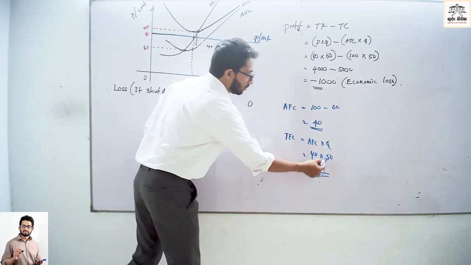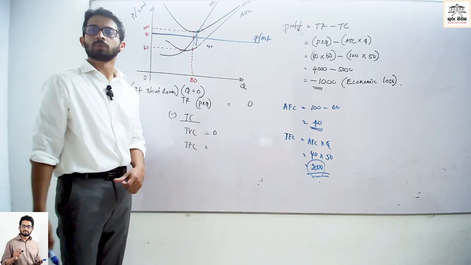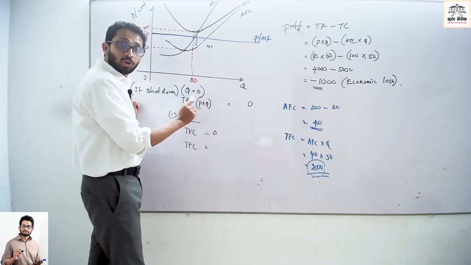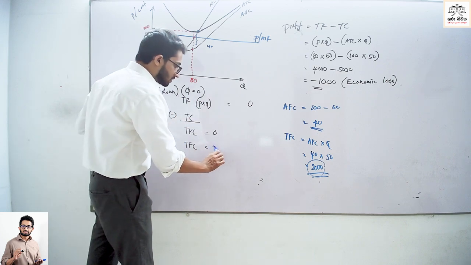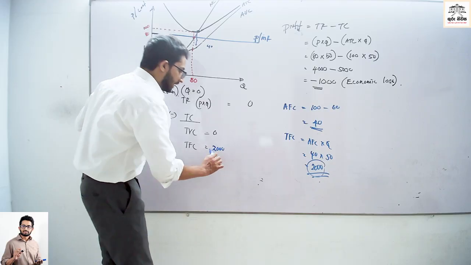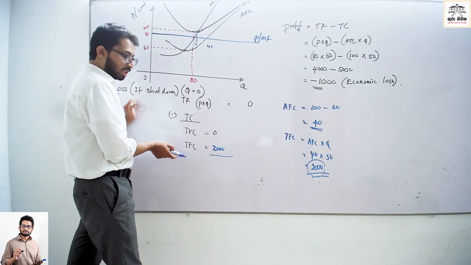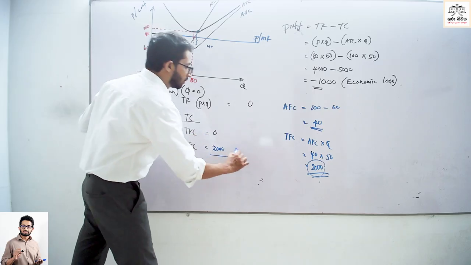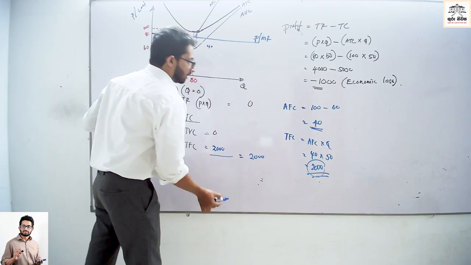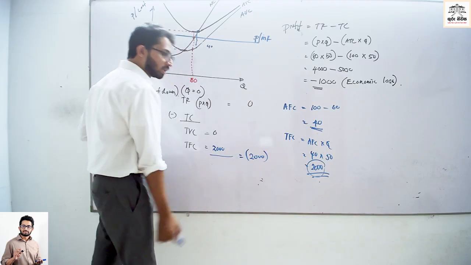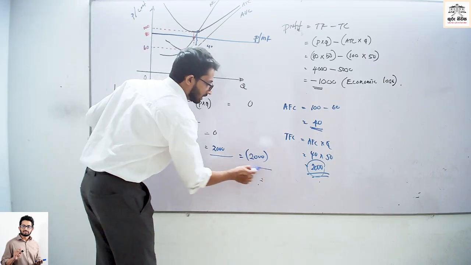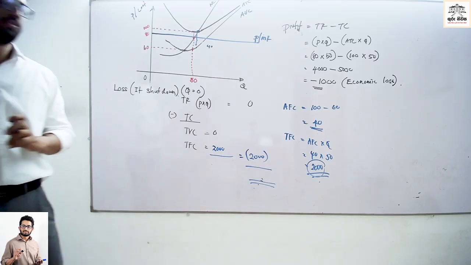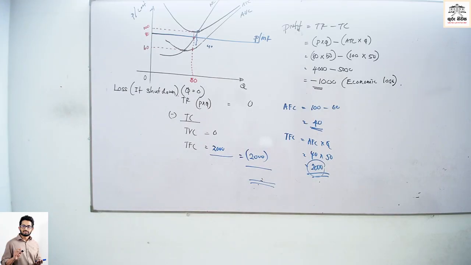So remember, even though output level is 0, we have to incur this cost. Even though the firm shuts down its operation, total fixed cost becomes 2000 rupees. Then total cost in the short run equals TVC plus TFC. Even though TVC is 0, there is a TFC, so total cost should be 2000. Revenue is 0, but total cost of the firm is 2000. How much is the loss if the firm shuts down its operation? 2000.